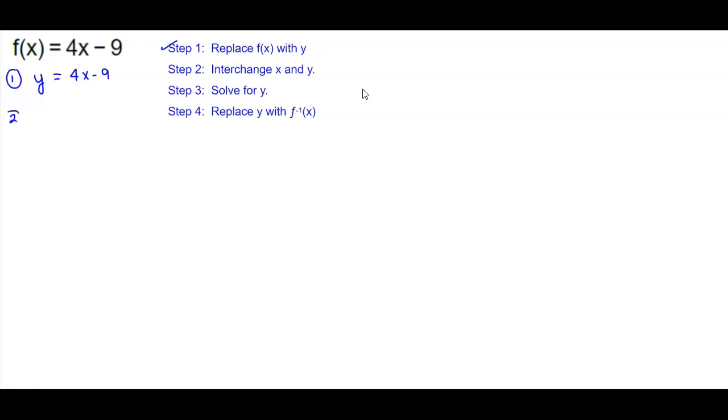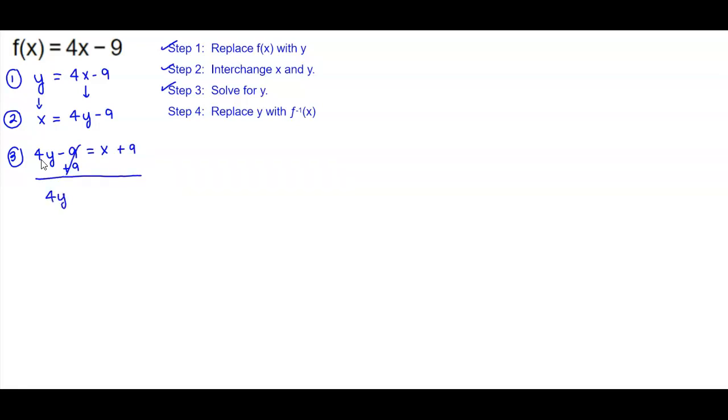Now, step number 2, it says to interchange x and y. So now y is going to become x, and then this x is now going to become y, so that's x equals 4y minus 9. Now we're going to solve for y. So for solving for y, I'm just going to interchange this. I'm going to write 4y minus 9, and I'm going to let that equal x so that I can solve for y on the left side. So the first thing we're going to do is add 9 to both sides.